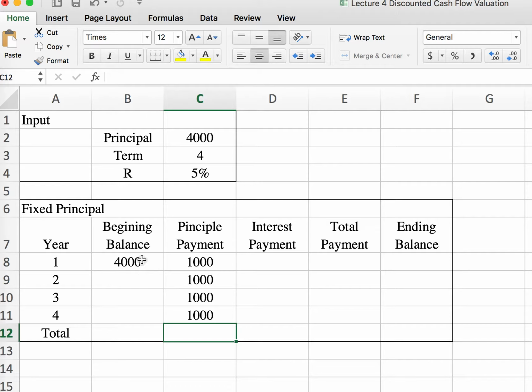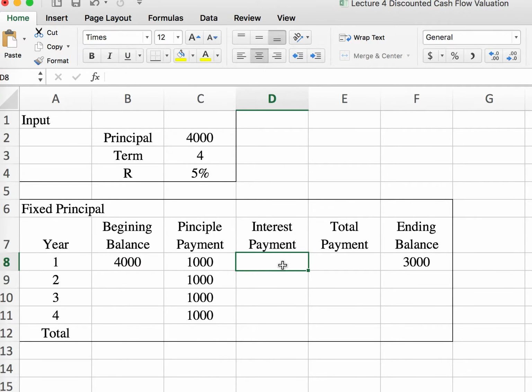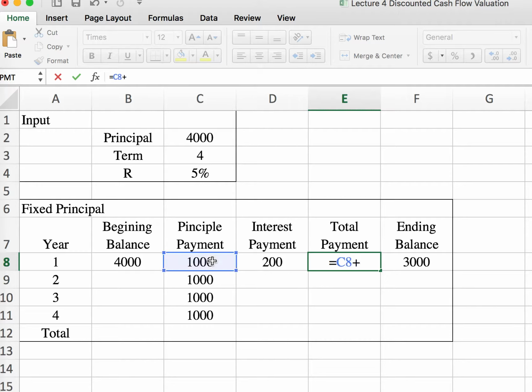And let's look at year 1. The beginning balance is $4,000. We paid $1,000 for our principal. And the ending balance, what we have left, is 4,000 minus 1,000, so $3,000. How much interest are we going to pay for the year? It will be $4,000, which we borrowed, which is our beginning balance in the first year, times the interest rate, so $200. So our total payment would be 1,000 plus 200.